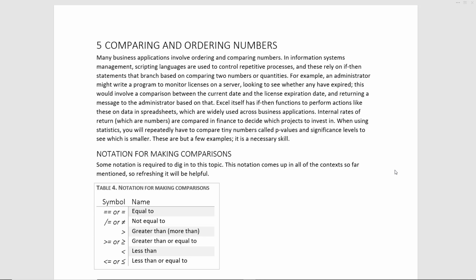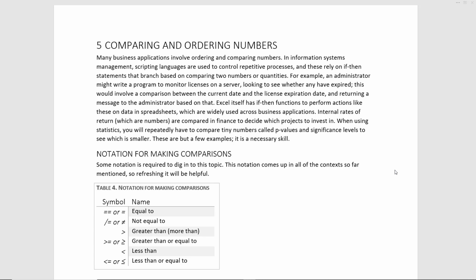Internal rates of return, which are just numbers that you'll learn about how to calculate, are compared in finance to decide which projects to invest in. Finally, when using statistics, you will repeatedly have to compare tiny numbers called p-values and significance levels to see which is smaller. If you don't do that correctly, you'll make the wrong decisions. If you don't do these comparisons correctly in all of these cases, you will end up making the wrong decisions. These are but a few examples of how comparisons are used in business, and I hope I have convinced you it is a necessary skill.